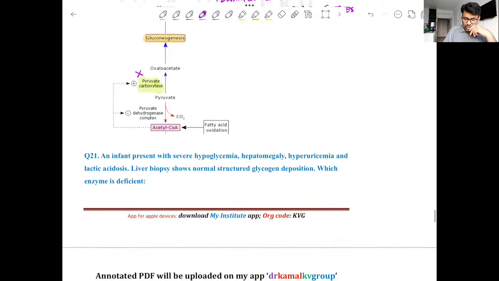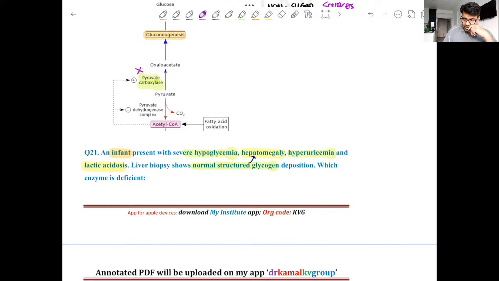Moving forward, an infant has severe hypoglycemia, very low blood sugar levels, enlargement of liver, hepatomegaly, increase in uric acid level, that is hyperuricemia, and lactic acidosis. And when liver biopsy was done, it shows normally structured glycogen deposition. And in fact, this deposition of glycogen is leading to enlargement of the size of liver, that is known as hepatomegaly. Now, which enzyme is deficient here?